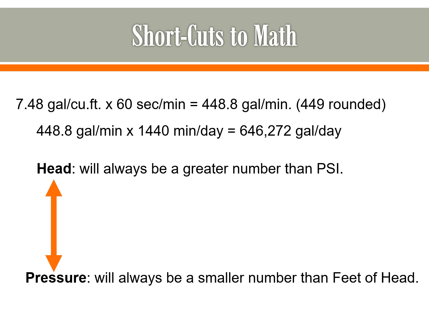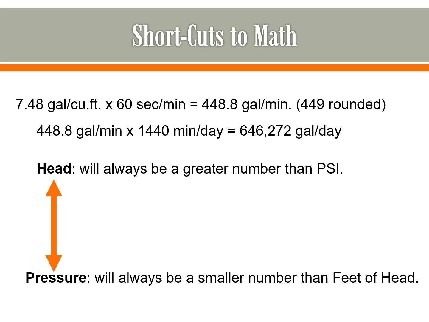Anyway, if you were to use 448.8 gallons per minute times 1,440 minutes per day, you're going to be left with 646,272 gallons per day, right? So if you know where those numbers come from, you can skip right to it. Again, it'll save you a little bit of time, right?